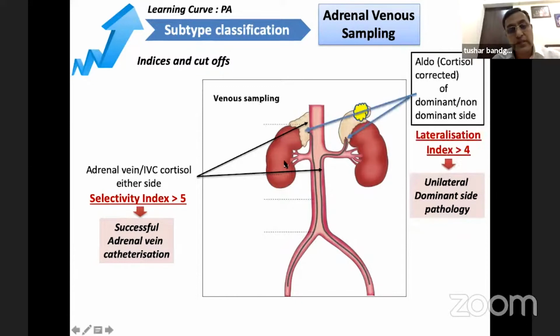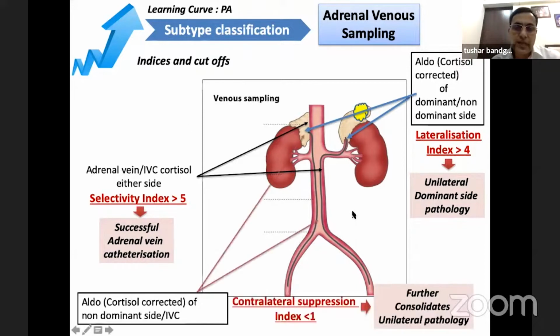So once you know that the catheter is inside, then we look at the aldosterone values from both right and left, and we divide the higher one by the lower one, and that's called lateralization. The higher aldosterone value from one side should be more than 4 times that of the lower one, suggesting that there is an autonomous secretion from that higher side gland, and this is called the lateralization index.